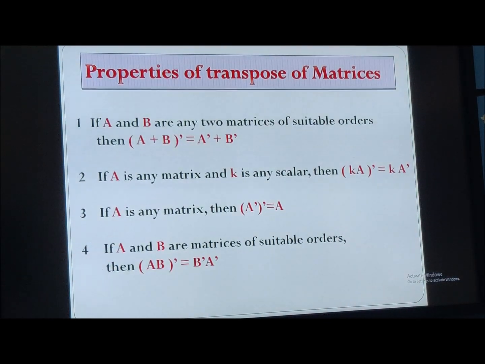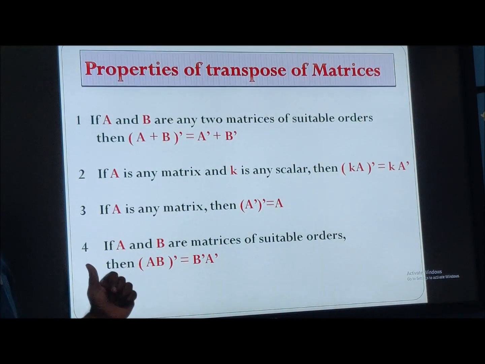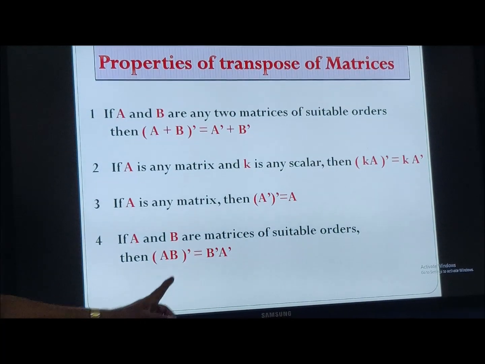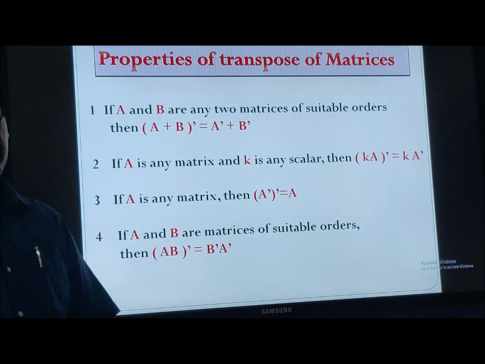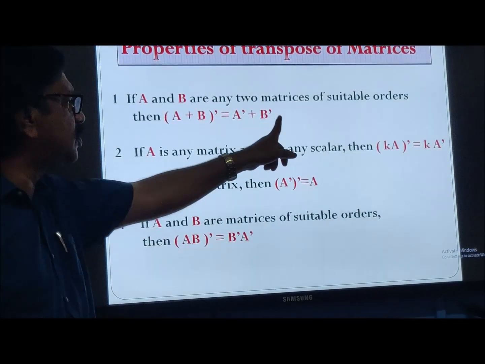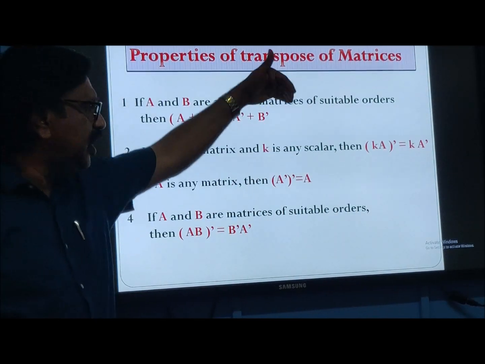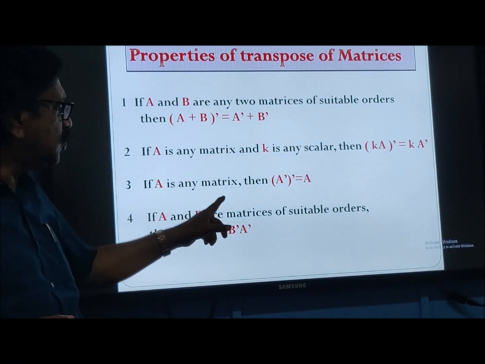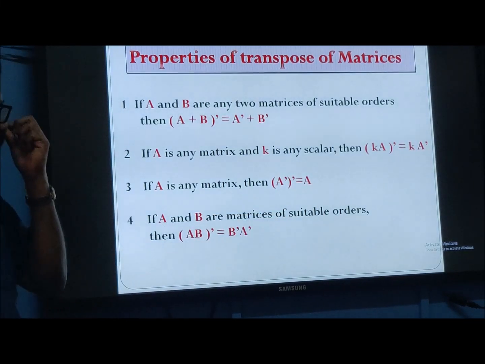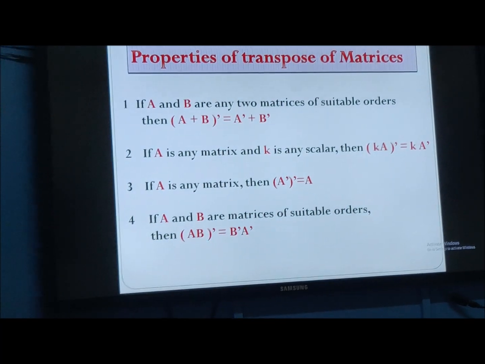You have to verify also. If A and B are matrices suitable for multiplication, then (AB) transpose, the transpose of the product, the order will be reversed. It will be B transpose into A transpose. Remember all these properties once again. (A plus B) transpose is A transpose plus B transpose. And if K is any scalar, (K A) transpose is K into A transpose. The transpose of A transpose itself is A. And if A and B are any two matrices, then (AB) transpose is B transpose into A transpose.